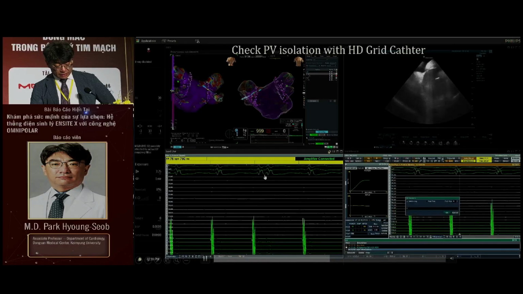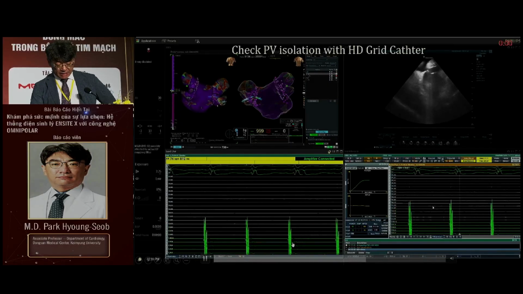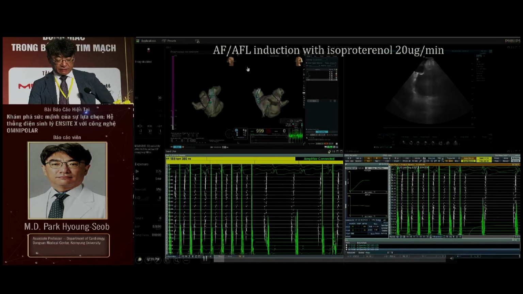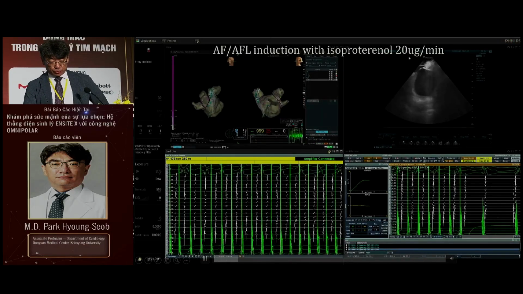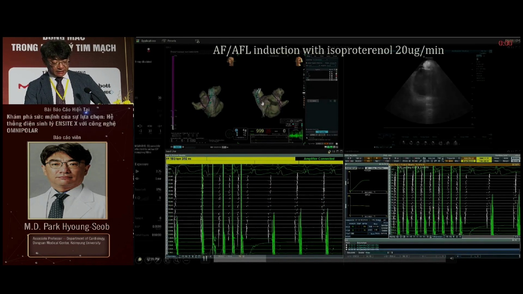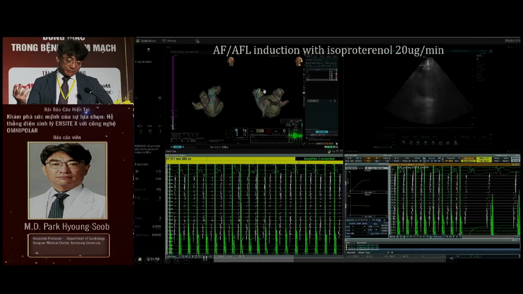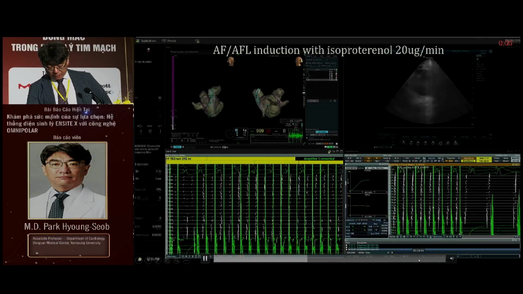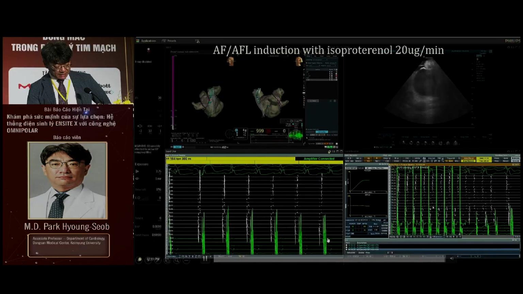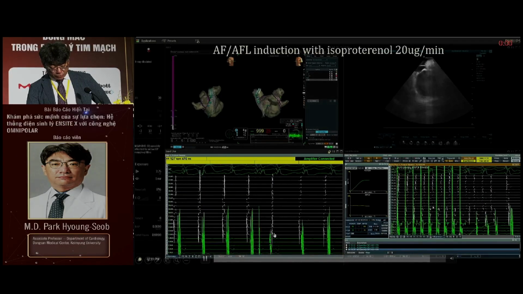The Grid catheter shows that there were no signals. This is the RIPV area. So we checked the 4 veins. After that, I induced the atrial fibrillation again with isoproterenol 20 micrograms per minute. And the HD Grid catheter is inside the SVC to see whether there is an SVC trigger or not. After that, this patient has this kind of APCs after the isoproterenol infusion.